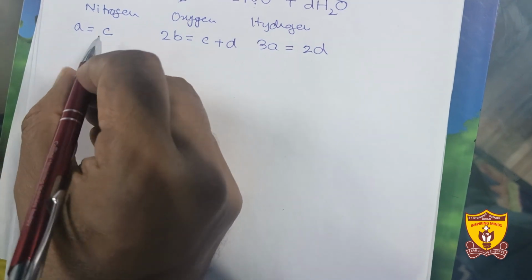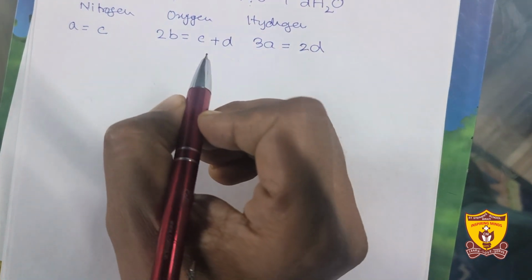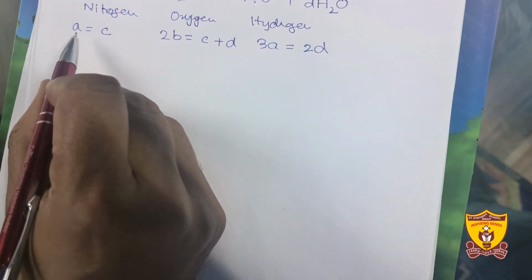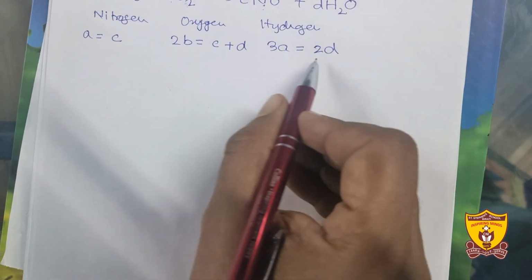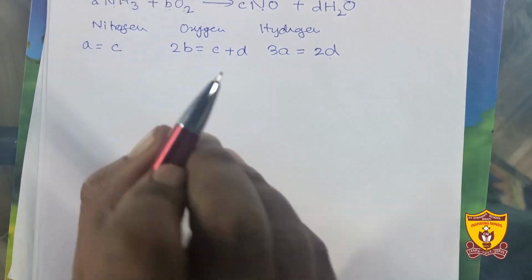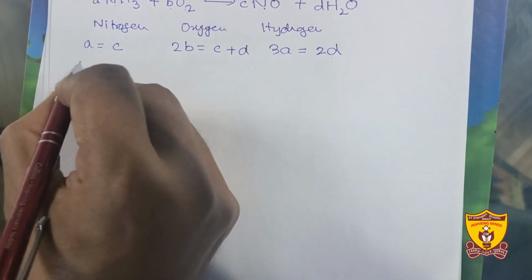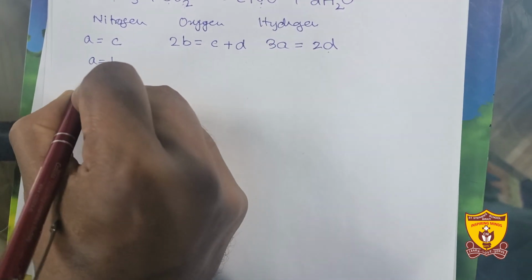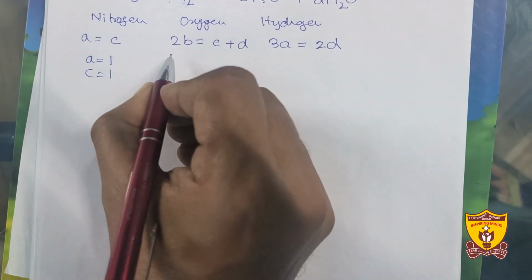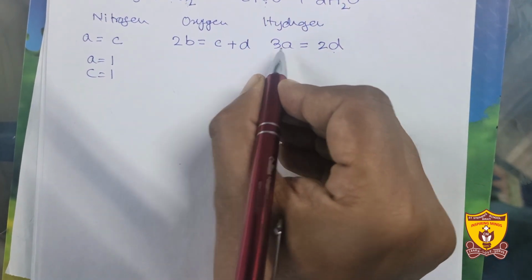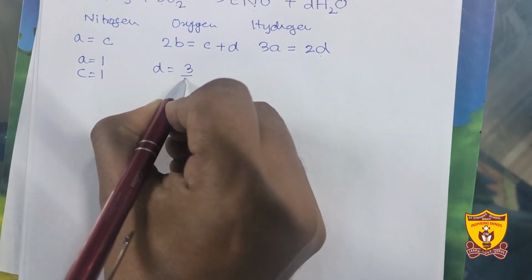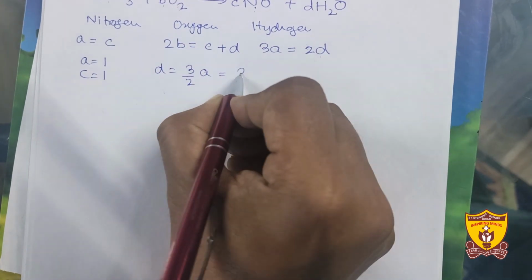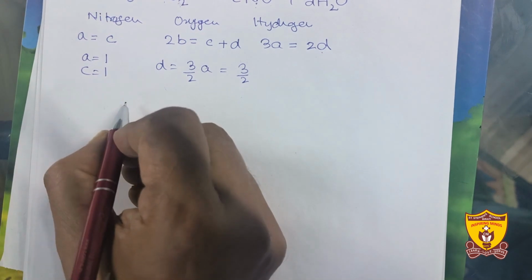Now see, you see the maximum number of times each alphabet appears. A appears twice, C appears twice, D appears twice. So I take any one. I take A equal to 1. So if A is equal to 1, C is also equal to 1. Now we take from this 3A equal to 2D, D is equal to 3 by 2A, that is 3 by 2, because A is equal to 1.